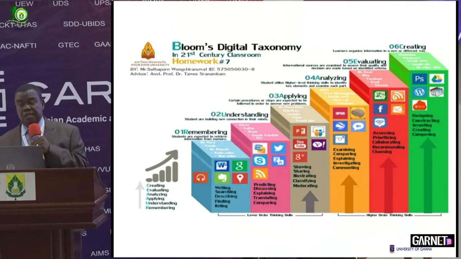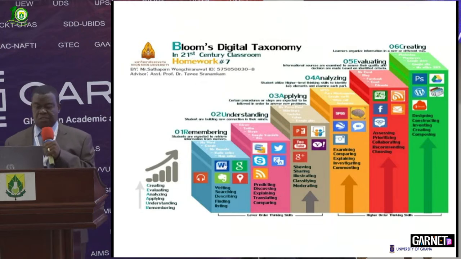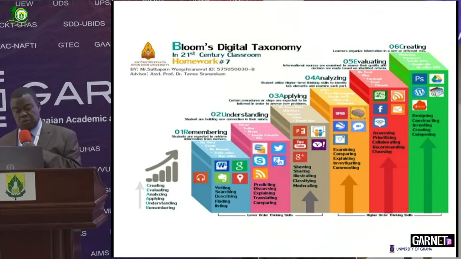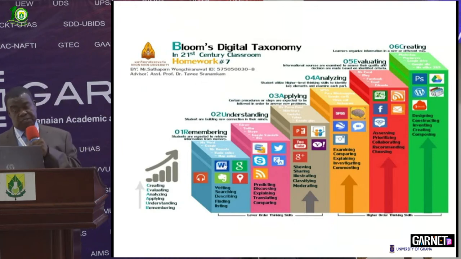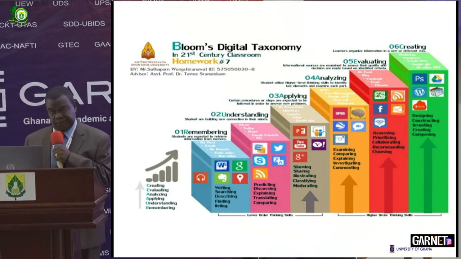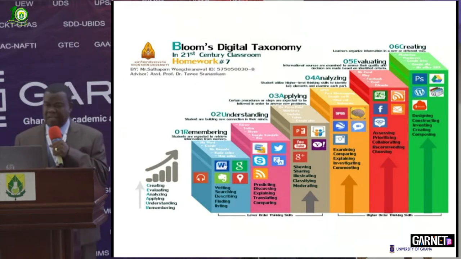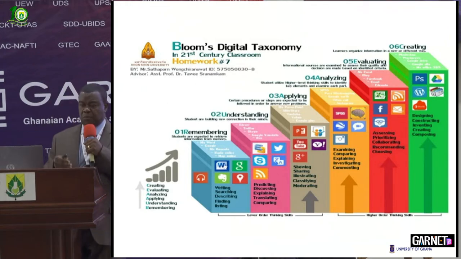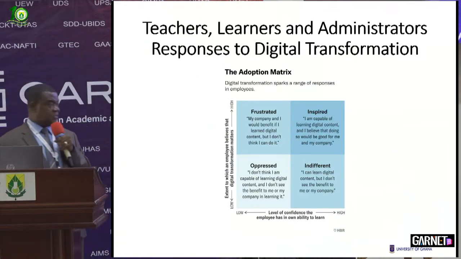Now, if you also believe that the digital technologies will help you address higher level thinking, then you need what is called the Bloom's Taxonomy Digital Model, which will help you to use all these available technologies, all of which are free, to think beyond just the remembering level or understanding level and be able to go higher up enough to be able to be creative.